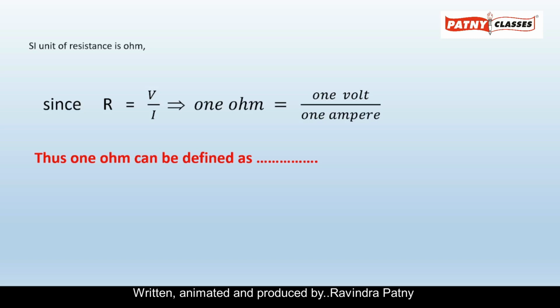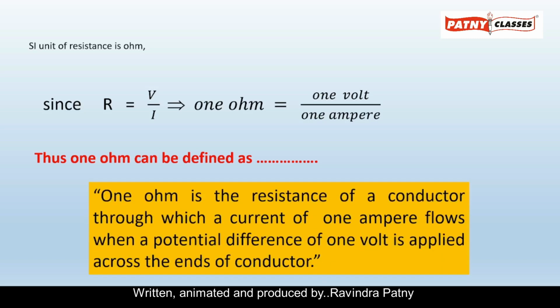Thus 1 ohm can be defined as the resistance of a conductor through which a current of 1 ampere flows when a potential difference of 1 volt is applied across the ends of the conductor.